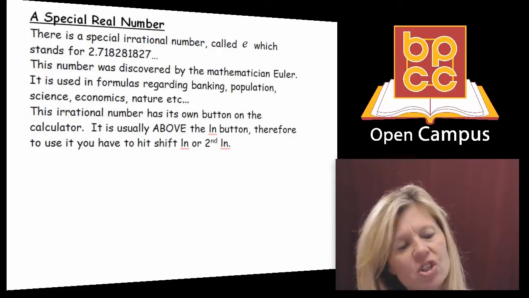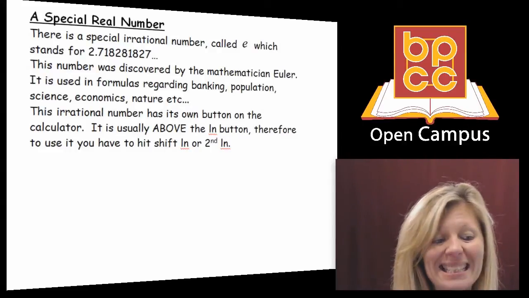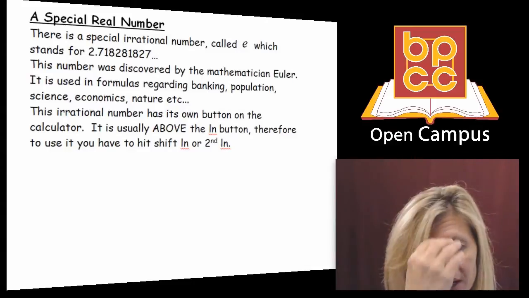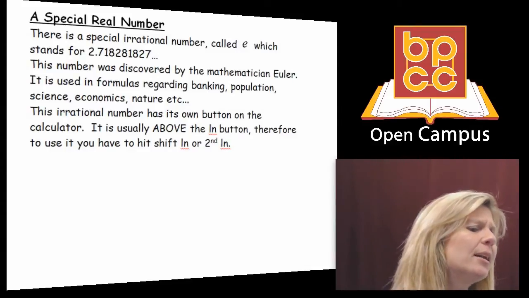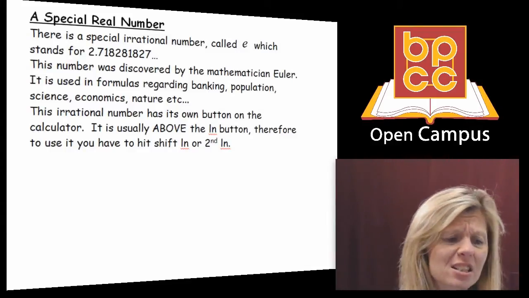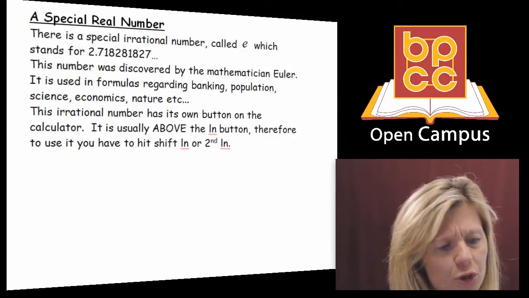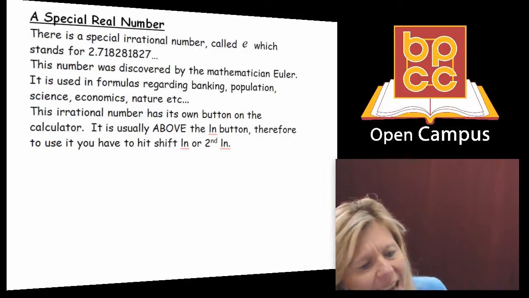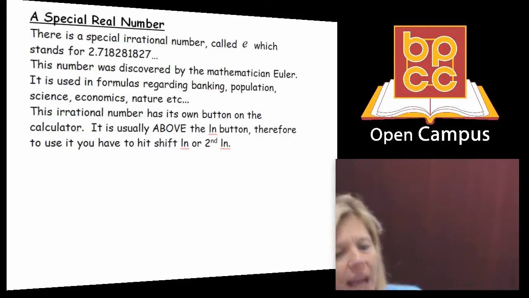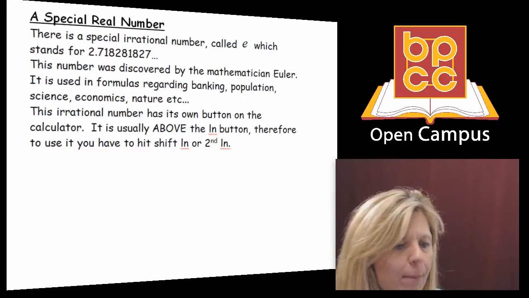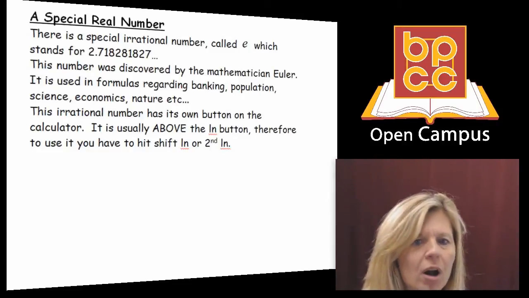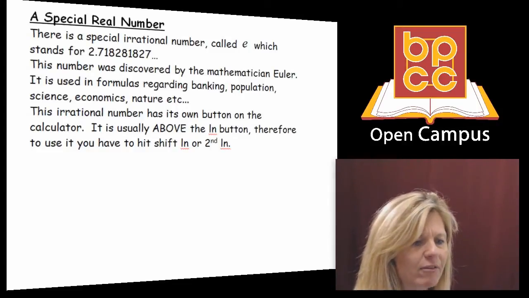Well, this mathematician's name was Euler, and his last name starts with the letter E. He was so conceited that he found this number, that he named it after himself, and that's this lowercase e symbol you see on your screen. So the lowercase e is a symbol, just like pi is a symbol. It represents an irrational number, a decimal that goes on forever and ever.